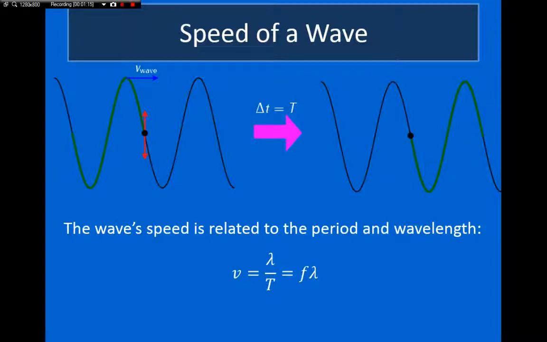Now this is generally a very easy formula to remember because even if you forget whether it's wavelength divided by period or wavelength times period, you can always just use dimensional analysis. It has to have units of meters per second because it's a speed.